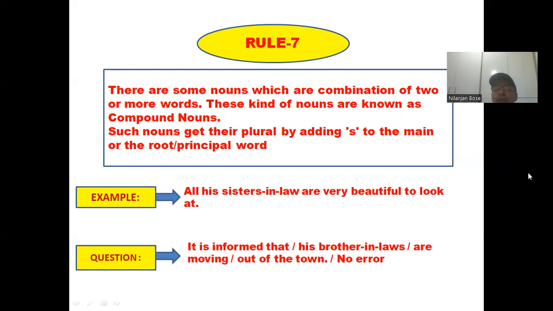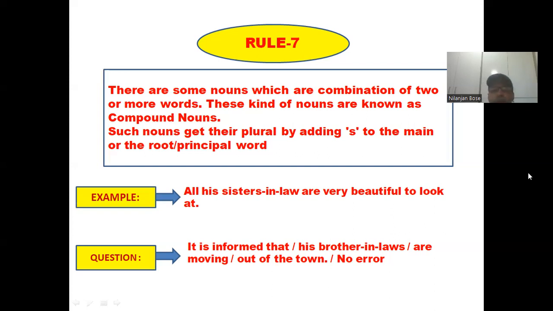All his sisters-in-law are very beautiful to look at. So sister-in-law, now if the number is more than 1, it should be plural. And in that case, you should add s to the root word. Here the root word is sister. So along with sister, it should be s. It should be sisters-in-law. And that is what the rule is talking about, right? So all his sisters-in-law are very beautiful to look at. The root word is sister. That's why we have added s to that root word.